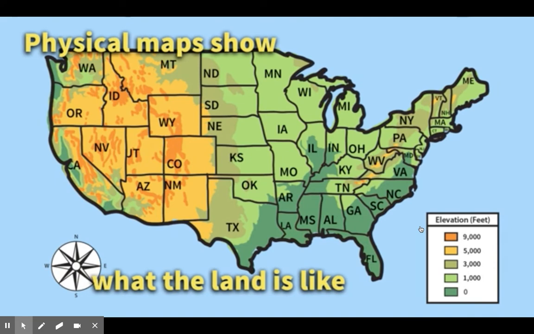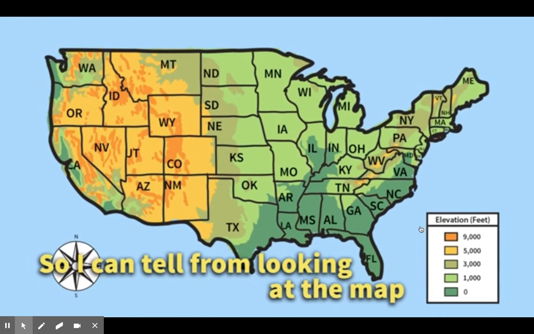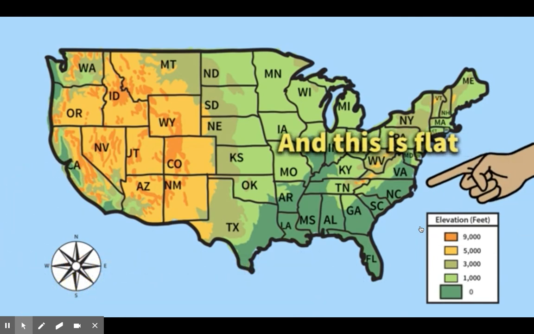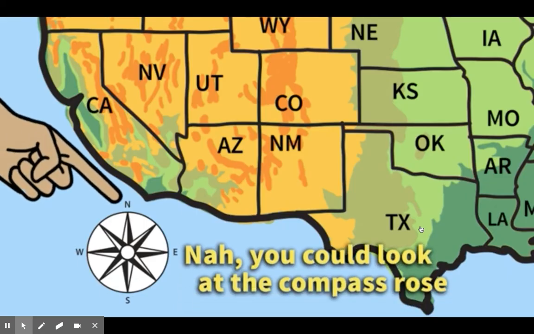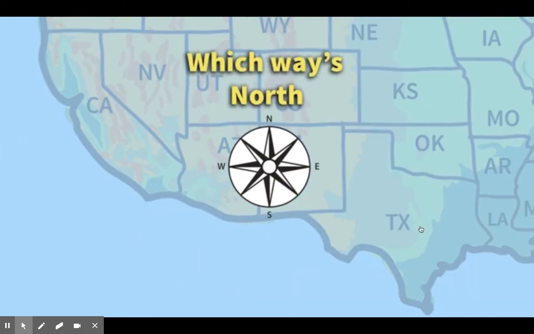Physical maps show what the land is like, and the color shows us the height. So I can tell from looking at the map that this area is mountains and this is flat. Which way's north? Want me to ask Columbus? Nah, you could look at the compass rose. Yeah, that's how you know which way's north, east, south, west.